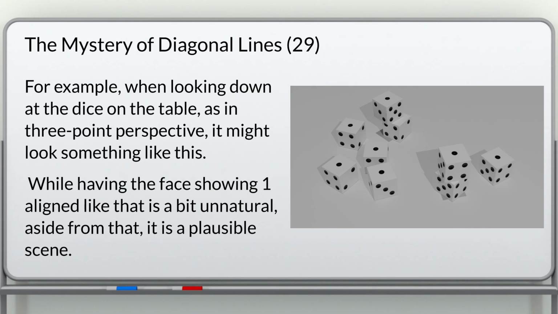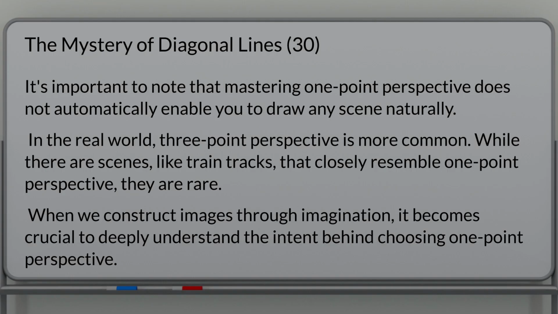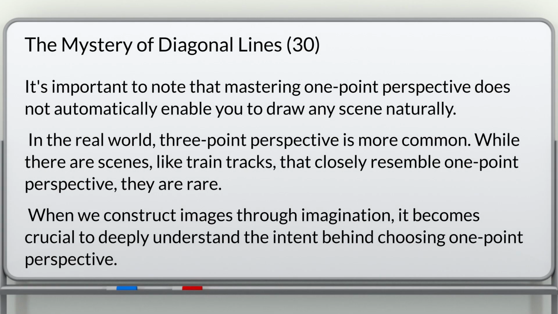While having the face showing one aligned like that is a bit unnatural, aside from that, it is a plausible scene. It's important to note that mastering one-point perspective does not automatically enable you to draw any scene naturally. In the real world, three-point perspective is more common. While there are scenes, like train tracks, that closely resemble one-point perspective, they are rare. When we construct images through imagination, it becomes crucial to deeply understand the intent behind choosing one-point perspective.